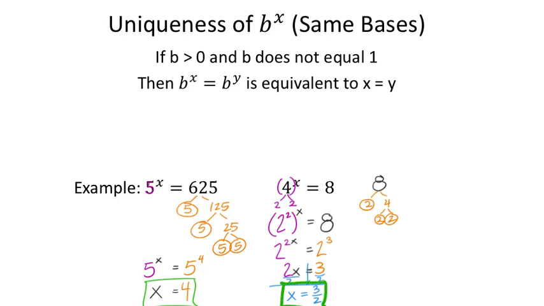Now, this is called the uniqueness of b to the power of x, the same bases. Because, like we've seen, this one worked out very nicely. When we did some division for some factors of 625, we got base 5s out of that. But sometimes it may not work so pretty like this one, and you may have to determine what other base you can use in order to get the bases to match.